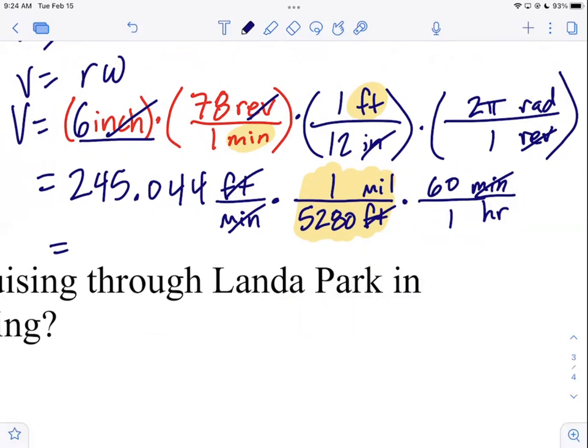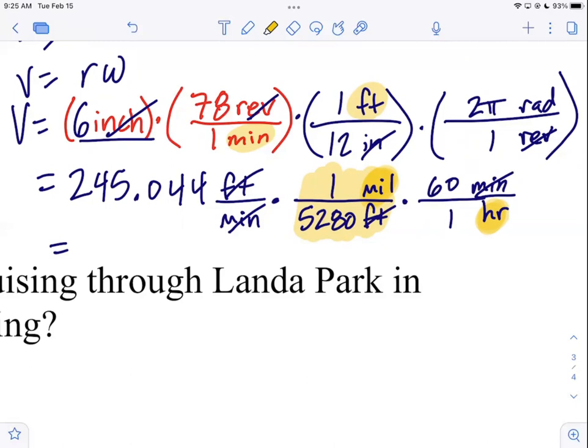50 tomatoes. Okay. So again, look at your units here. What are we left with? We're left with miles in the top, hours in the bottom. That's miles per hour. 50 tomatoes. I like that. That's easy to remember.